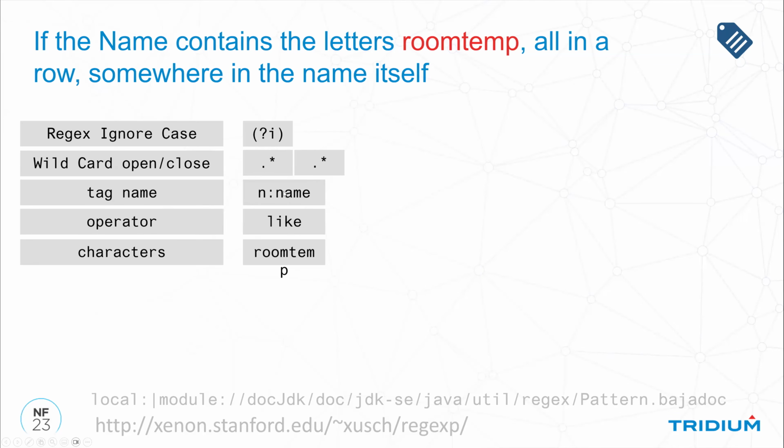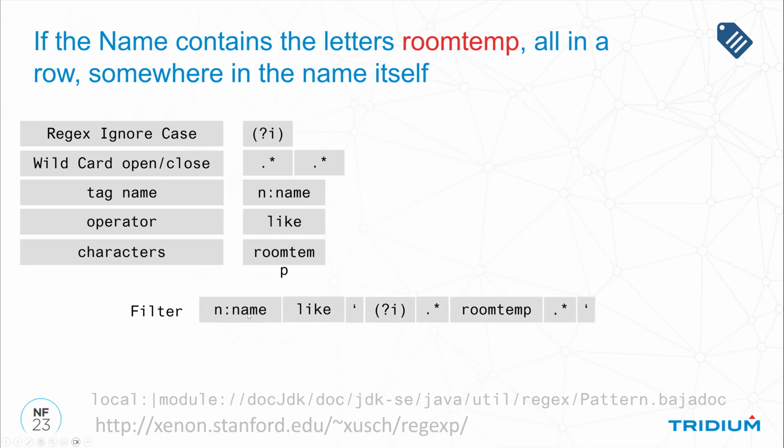I need to know the tag name that I'm going after, and then you'll see that there's some things with like. So if I'm looking for something with just room temp in it, I want to take the name and say that it's like, and then I'm going to put all this regex in here that says I don't care about whether it's a capital R or a capital T. Just I'm looking for the letters room temp, and they can be anywhere in the name because I put 2 wildcards. That's how powerful these rules can be.